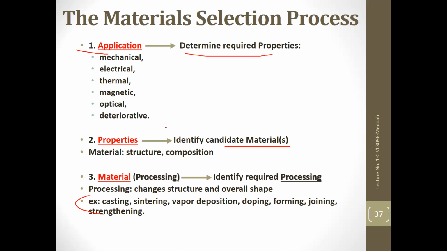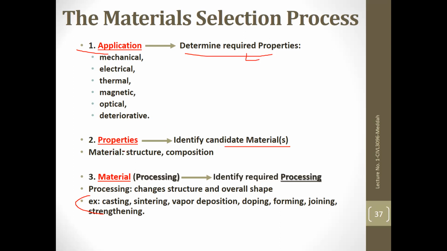So the bottom line from this slide, what you can walk away with, is the three parameters here. Application, properties, materials are interconnected. To select a material, first you need to know where this material will be used, what kind of application this material is going to be used for. And then based on the application, of course, the properties of the material could be determined.